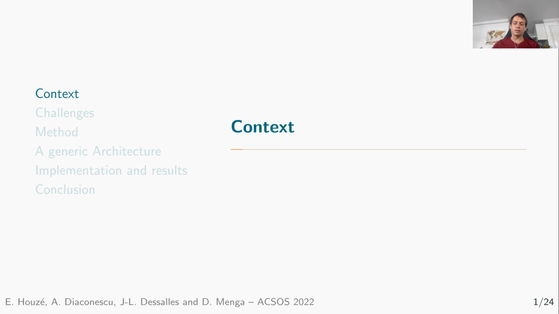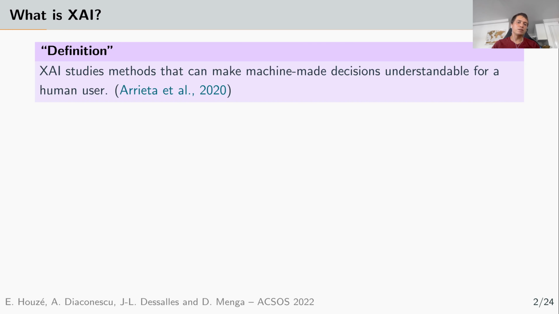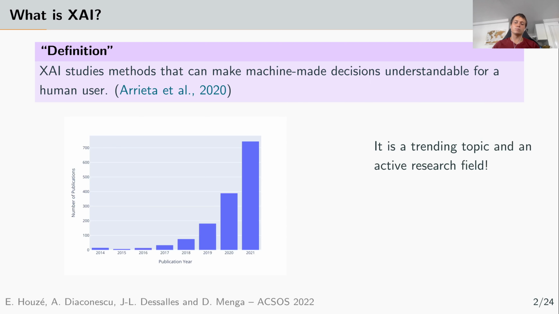So first, let's get a bit of context for explainable artificial intelligence. XAI means explainable artificial intelligence, and it can be roughly defined as the study of methods that can make machine-made decisions understandable for a human user. This topic has been quite trending in recent newspapers, but it has also been an active research field, as we can see a sharp increase in the number of publications regarding explanation and artificial intelligence.